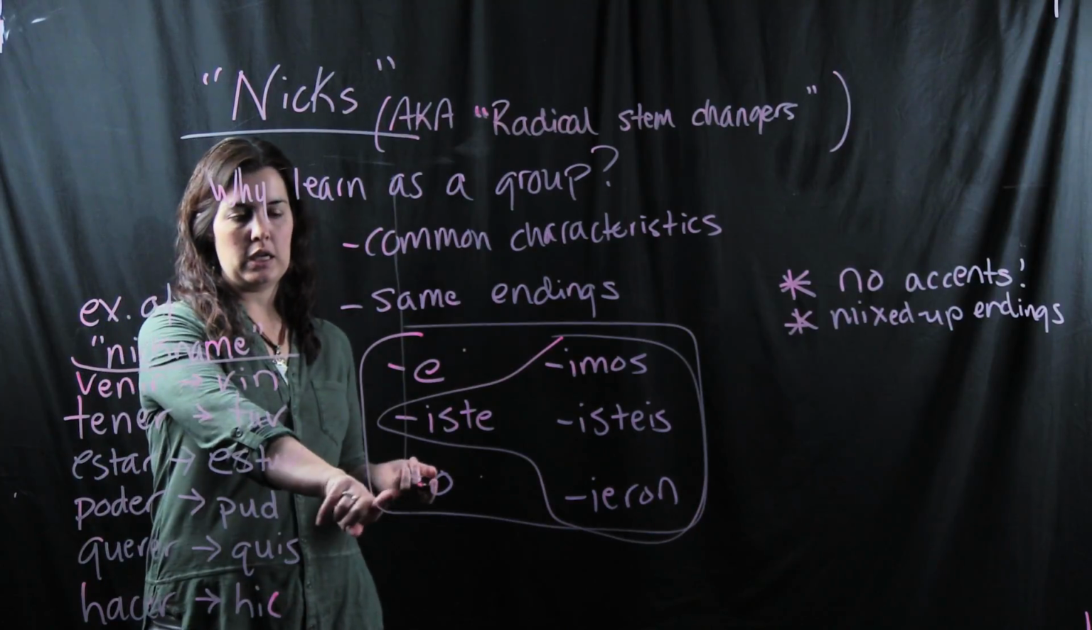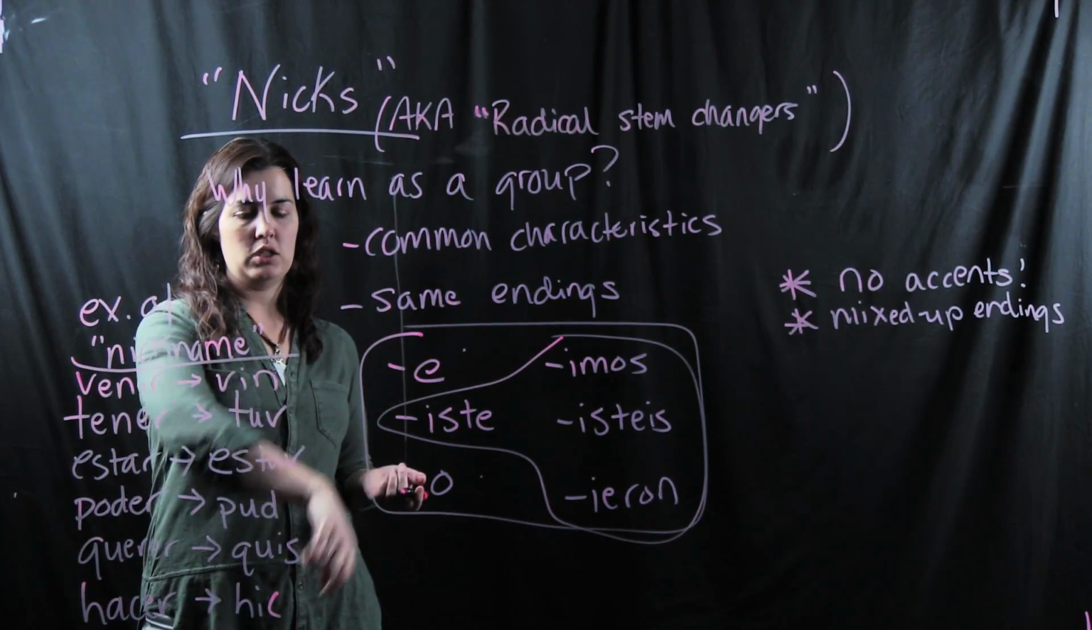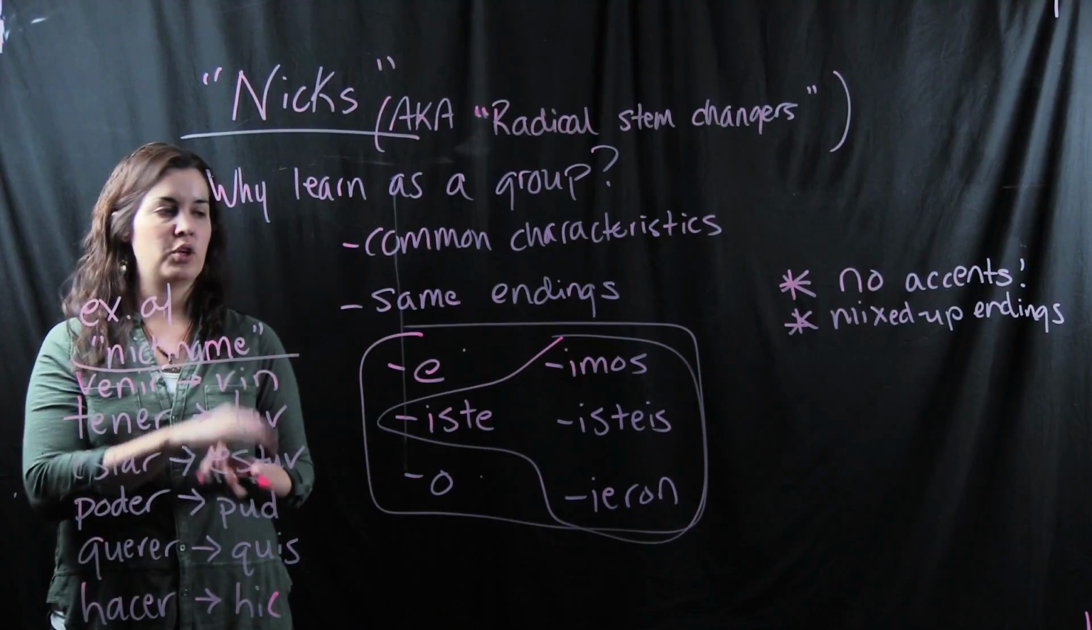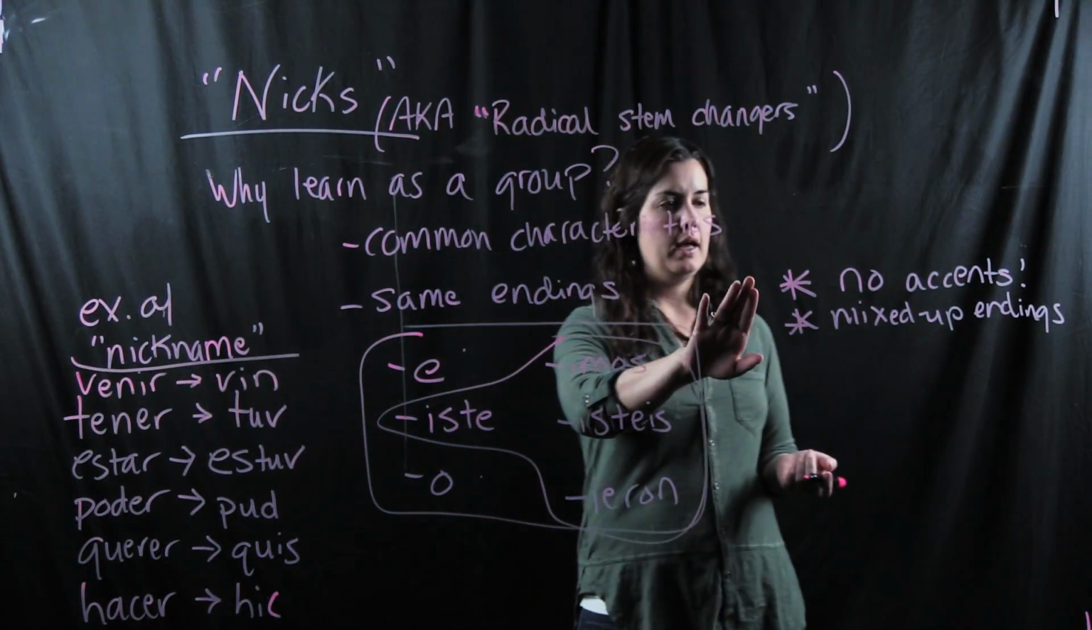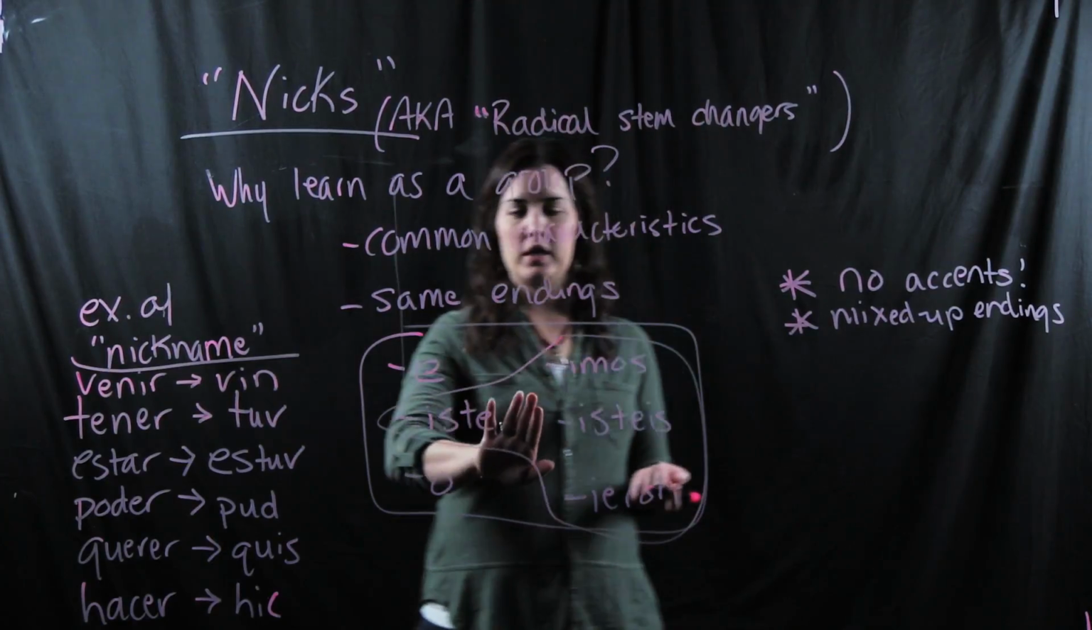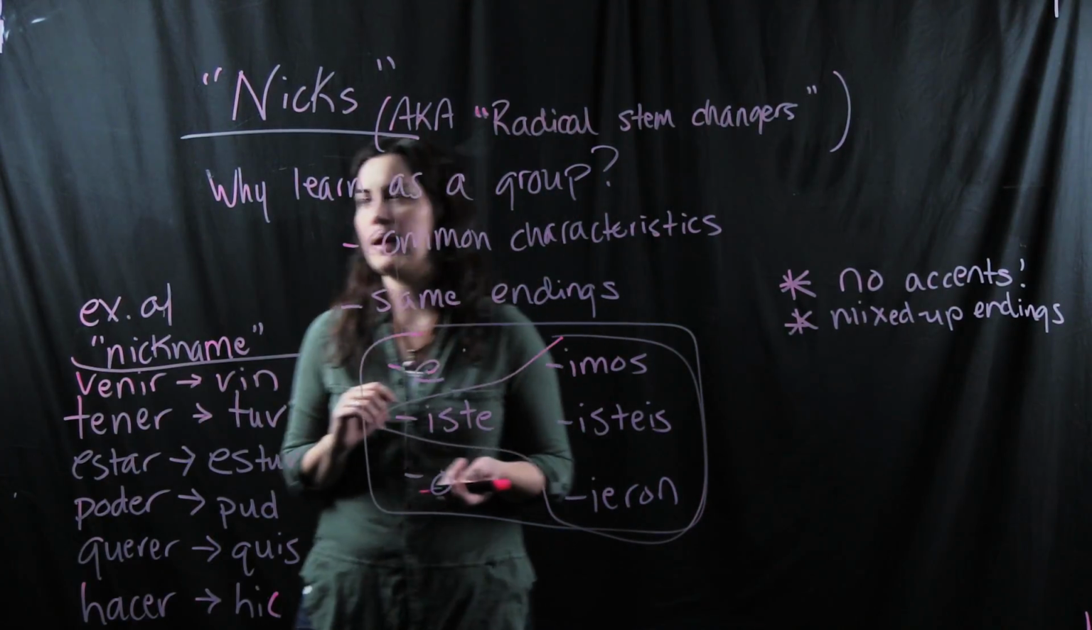Querer becomes quis, and he is the he, she, you said form here, and so it's quiso. Do you understand what we're doing? Okay, so again, there are no accent marks. And the mixed up endings, what I mean is it's part ER, IR, and part AR, okay?